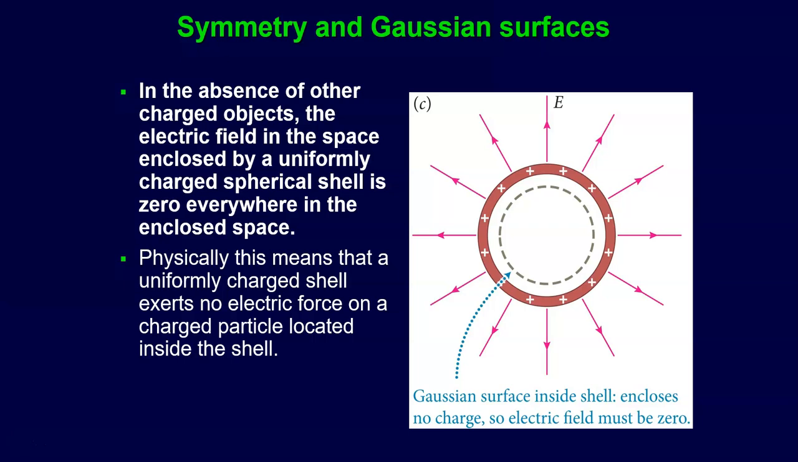Now, the other thing is that inside a spherical shell, you can argue something different. Here I've made my Gaussian surface inside the spherical shell. This is going to be a case where the integral of E dot dA equals Q over epsilon naught. You can use this to argue that the electric field inside a spherical shell is 0.